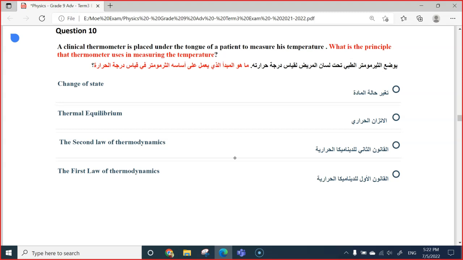Second law of thermodynamics not correct. First law of thermodynamics not correct. So thermal equilibrium. Every two objects in contact will reach thermal equilibrium. Thermal equilibrium means the thermometer reaches the same temperature as our body.